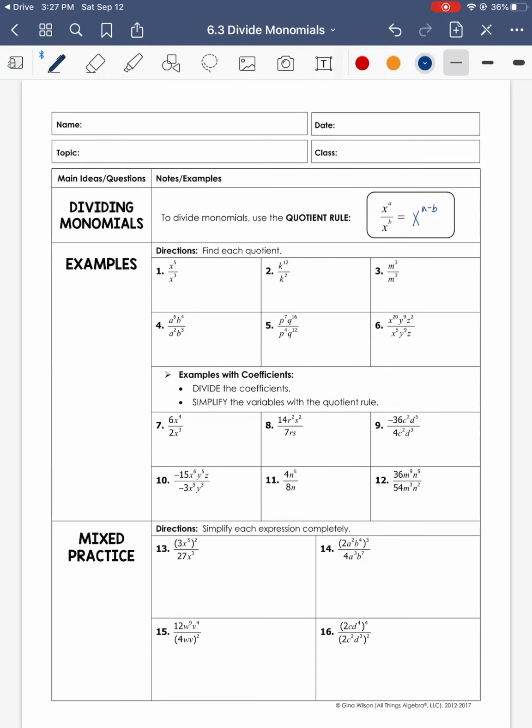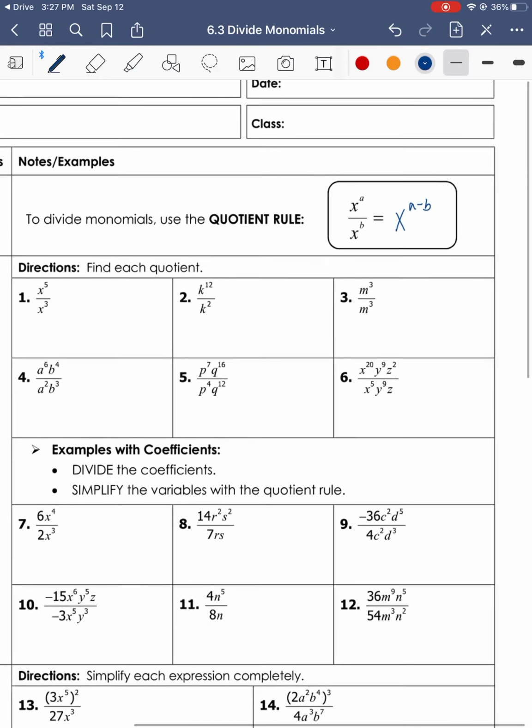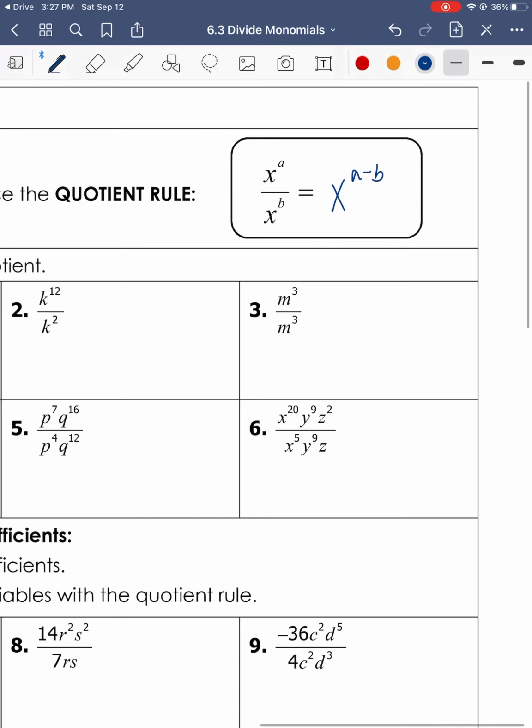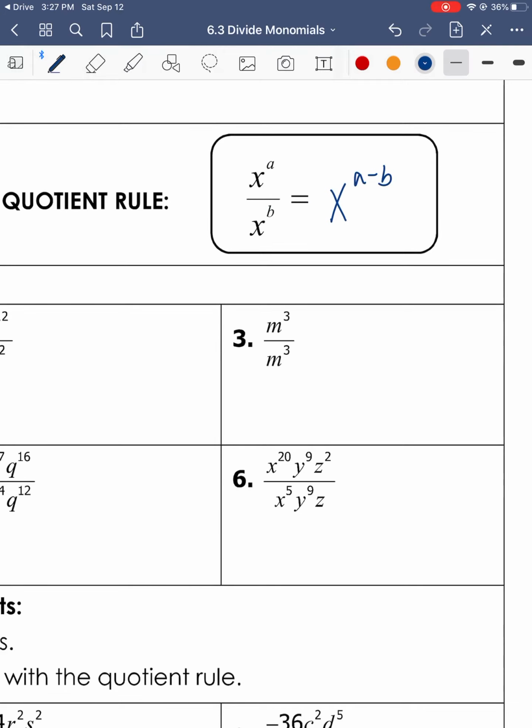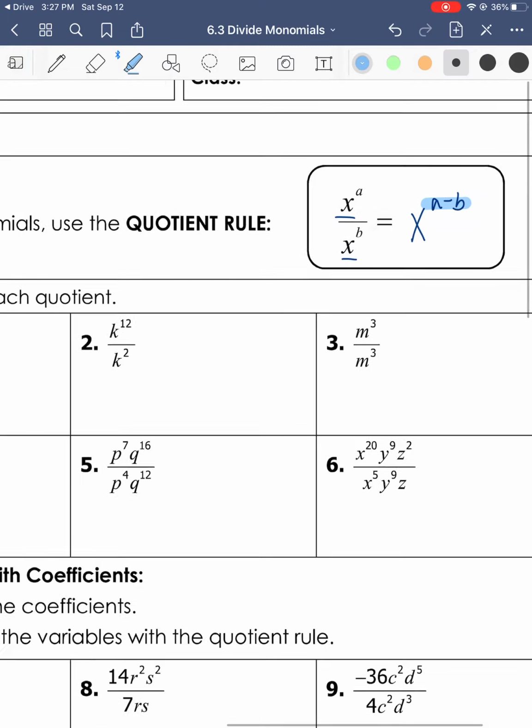All right, here we have note 6.3, dividing monomials. So to divide monomials, we use the quotient rule for exponents. It shows here if you have an exponent with the same base, then you can combine it. You can combine these terms by subtracting the exponents from each other. So x to the a over x to the b is the same as x to the a minus b.